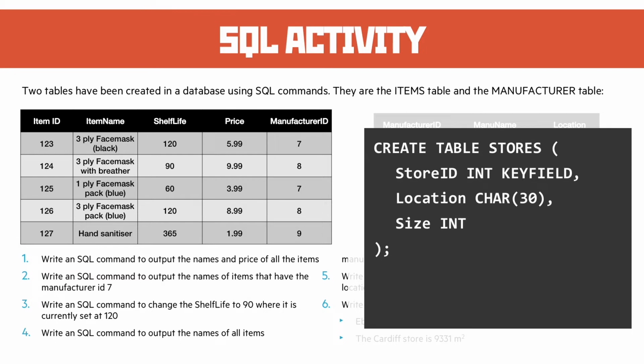The next one, creating a table. We're going to create the table called stores, and the fields in it is store ID, which is an integer and a key field. The location is text, and it's a maximum of 30, and that's just a realistic number.